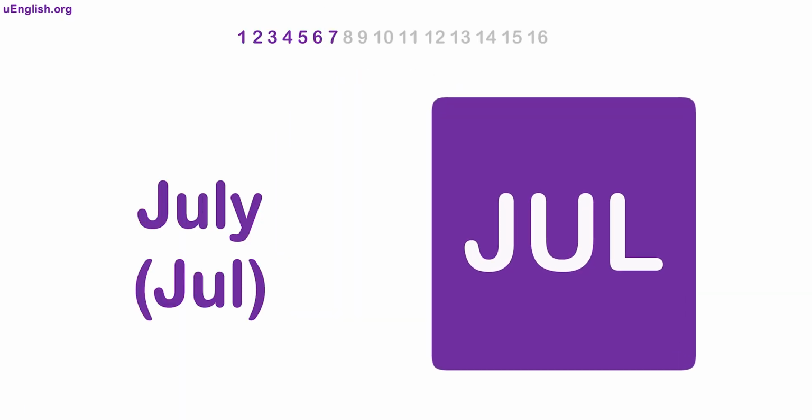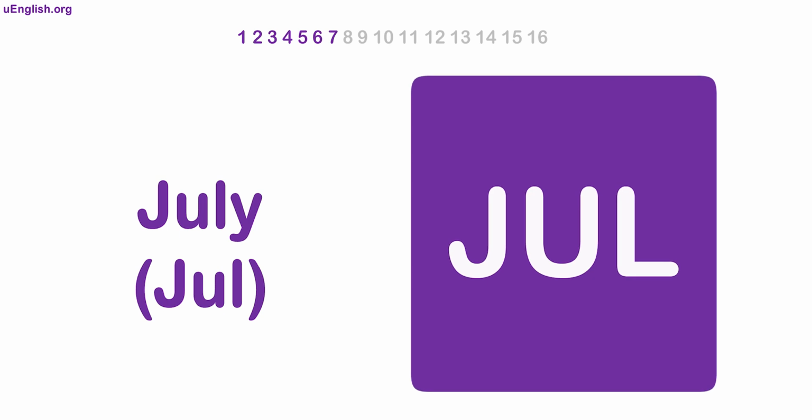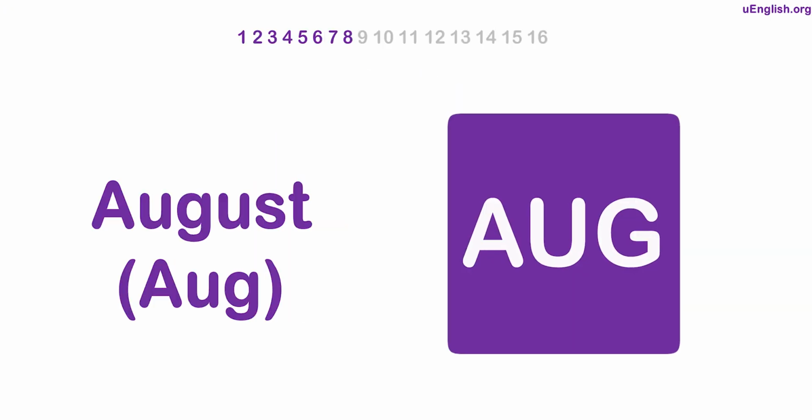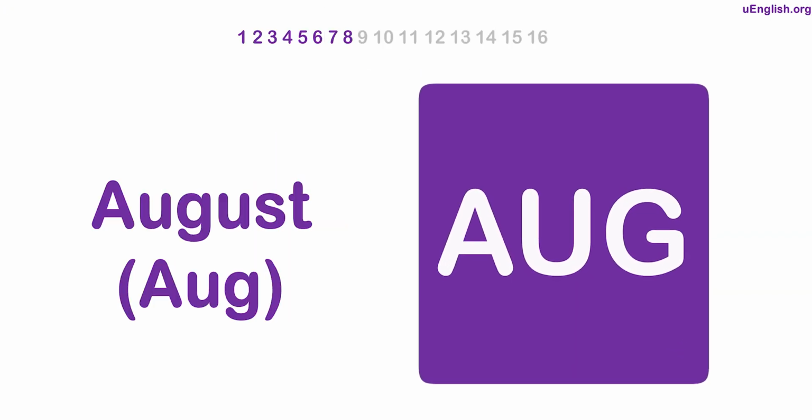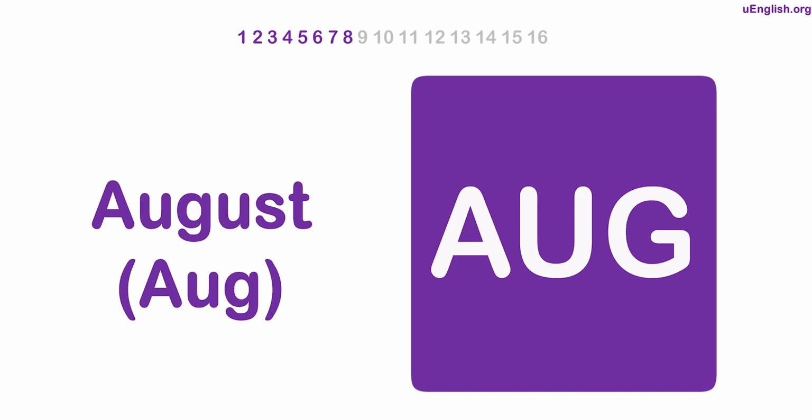July, the seventh month of the year, considered the midpoint of summer in the Northern Hemisphere. July. August, the eighth month of the year, typically the last full month of summer in the Northern Hemisphere. August.